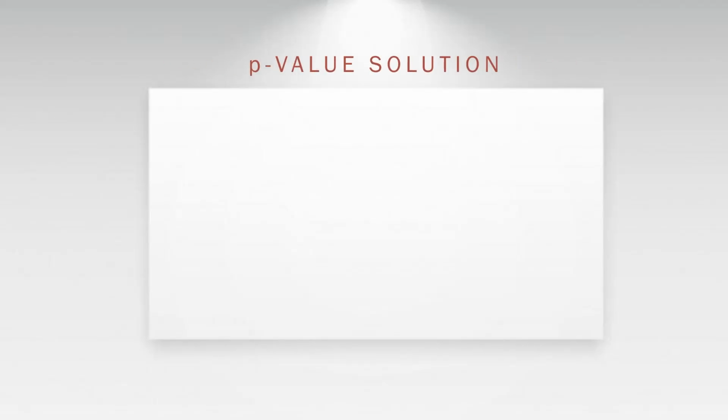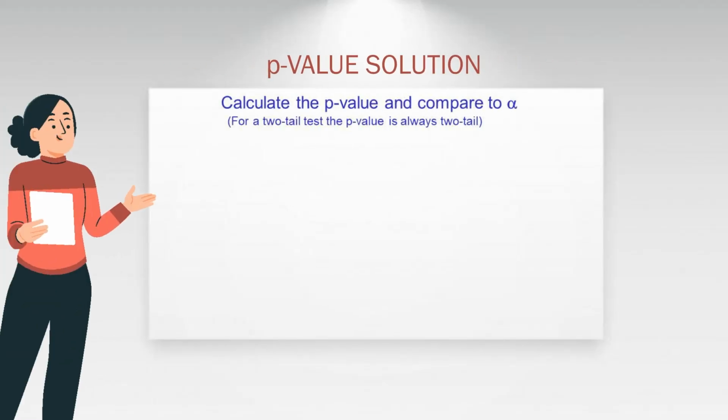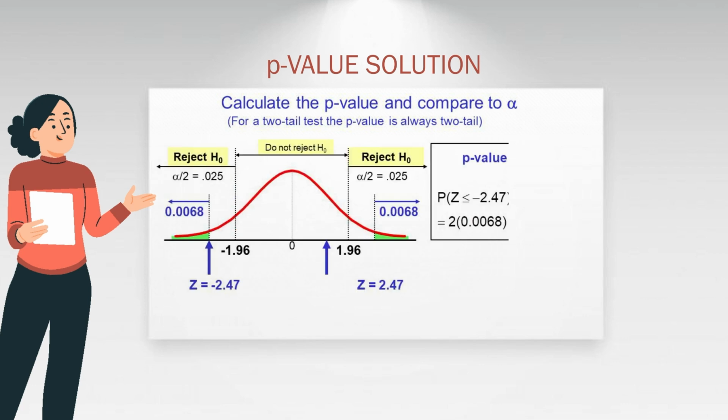We can also test the hypothesis using the p-value. So we can calculate the p-value and compare it with alpha, which is our 5%. For a two-tail test, the p-value is always two-tail. Since our Z was minus 2.47, we calculate the area to the extreme of minus 2.47. That is from minus infinity to minus 2.47 on the lower side, and similarly in the upper tail from 2.47 to infinity. So we calculate the total area.